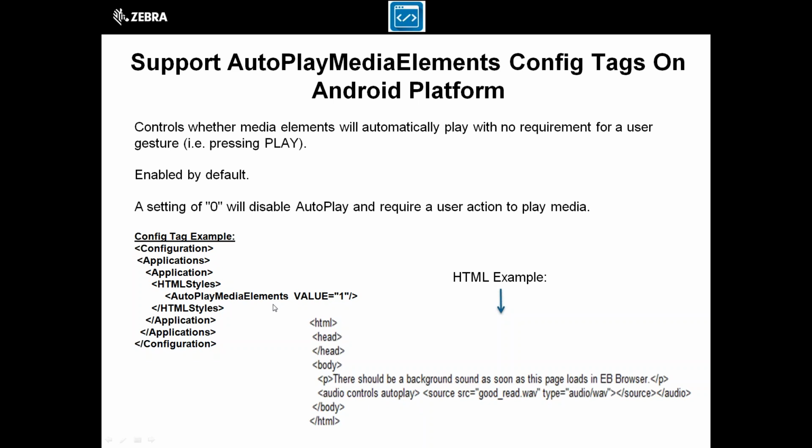If the autoplay media element config tag is not enabled and it is disabled, then irrespective of whether the autoplay attribute is set in the HTML page or not, the audio file will not be played automatically, and it needs to be played by clicking on the play button from the Enterprise Browser application. So this is a new feature again introduced in EB 1.5.